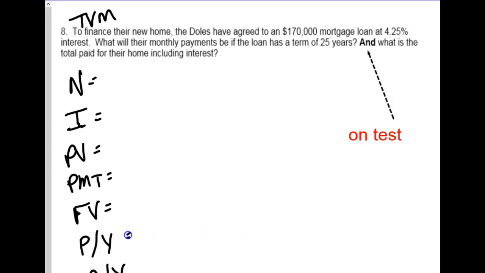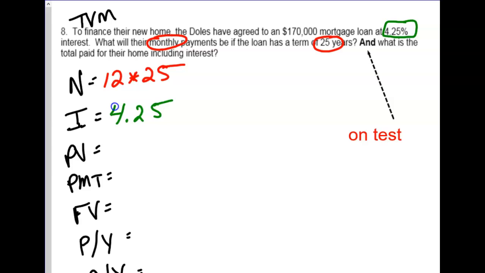Okay. So, what do they want when they say N? Has something to do with 25 years and monthly, right? So monthly times years. That's what they want. Now, interest, this is where you got to remember on the calculator, they don't want you to change that. You're just going to write down 4.25. This is a mortgage question, so your present value is the amount that you take out from the bank. So that is your present value.